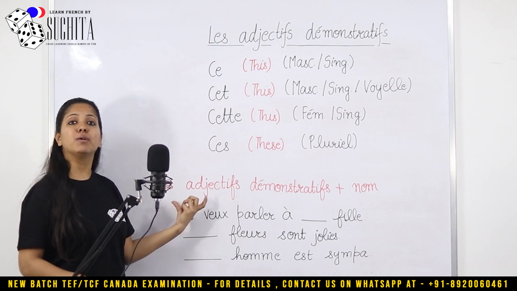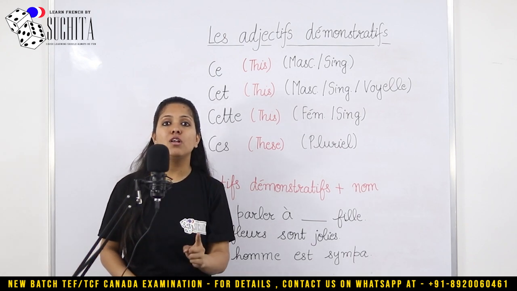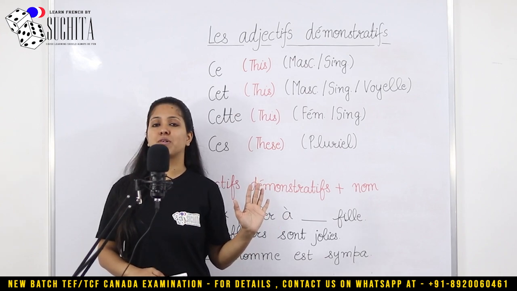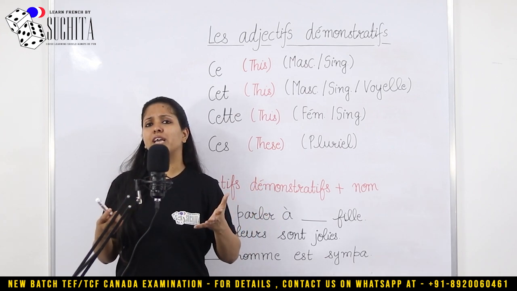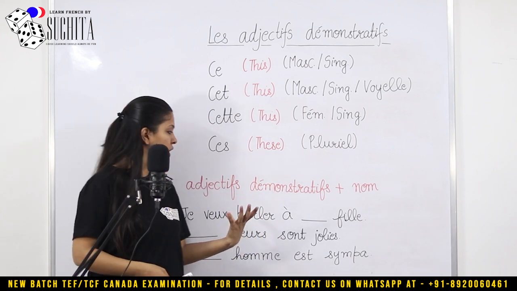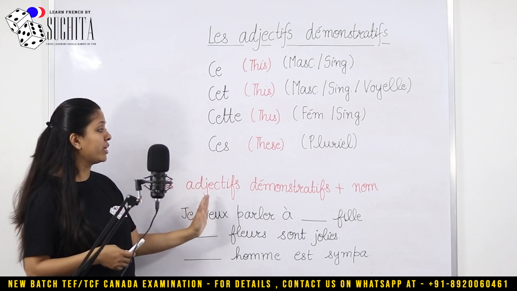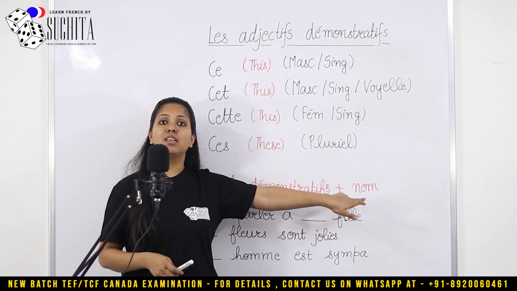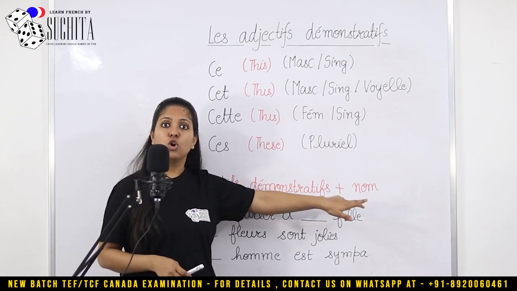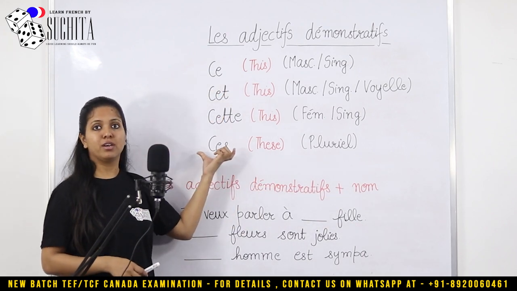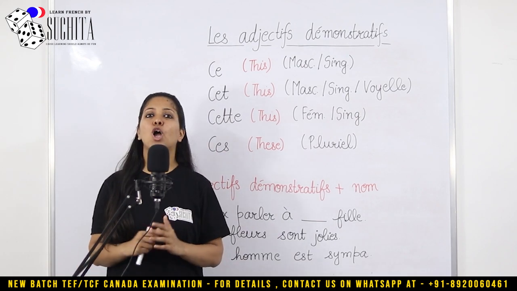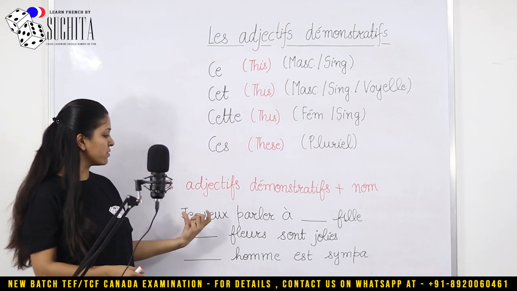Now, after the demonstrative adjectives, you are always and always going to have a noun. There is no other option possible. However, you can have also the adjectives in some cases, but I'll tell you those cases as well. But generally, you always have a noun after it. And the gender and the number of this noun will decide which demonstrative adjective I have to use out of these four. Okay, now we'll look at certain examples.